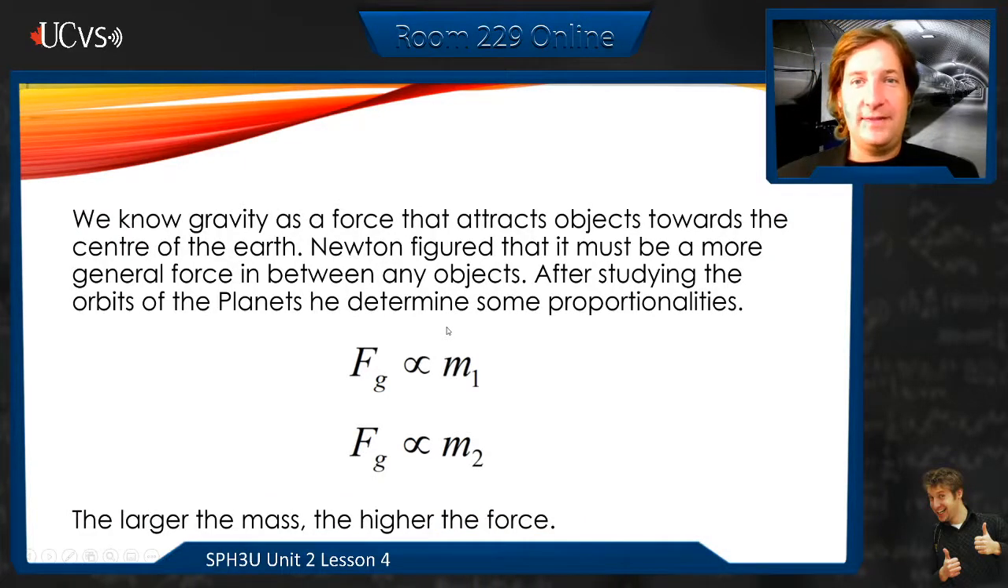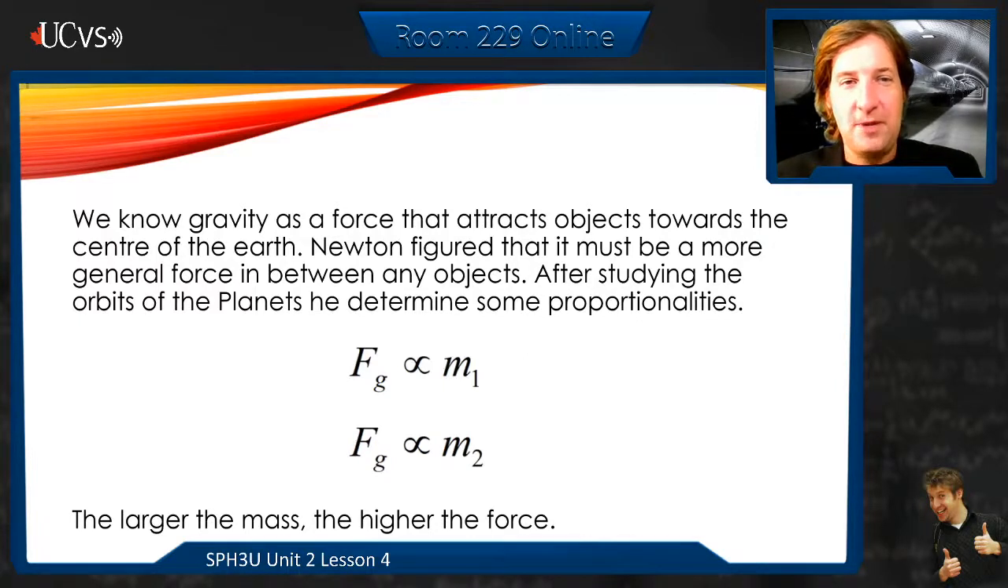We know that gravity as a force attracts objects towards the center of the Earth. That's what we feel all the time. The Earth is 10 to the 24 kilograms. We're like 10 to the 2 kilograms. So it's much, much heavier than we are, and because it's so heavy, it attracts us. Gravity is really actually quite weak, but let's not go there.